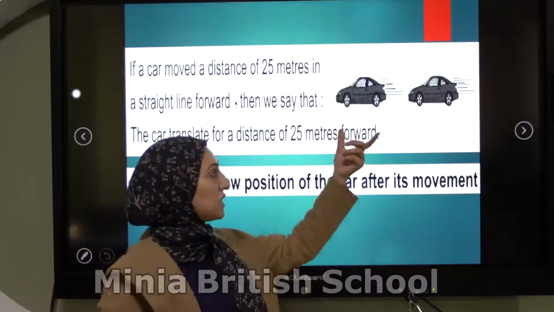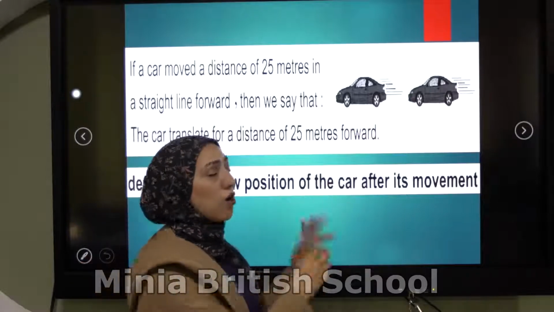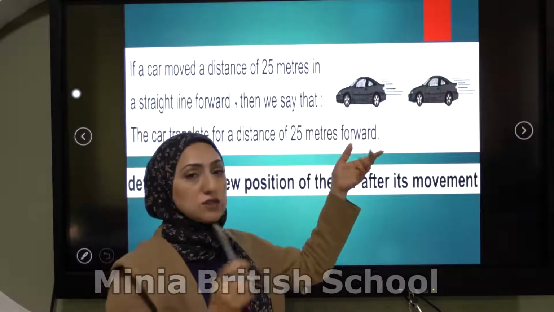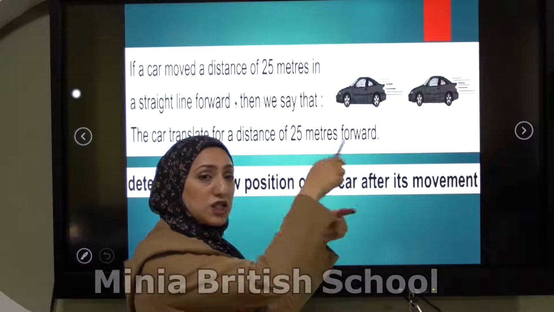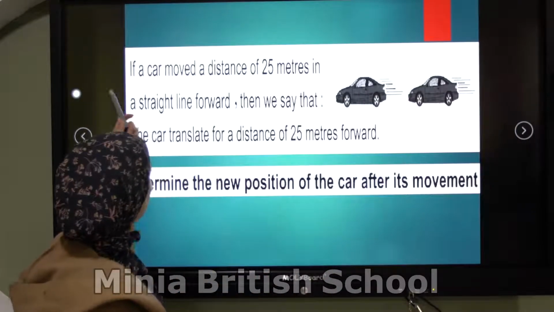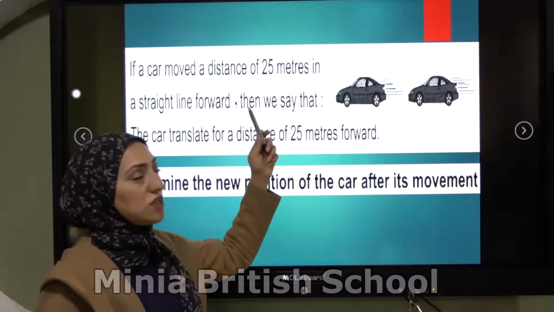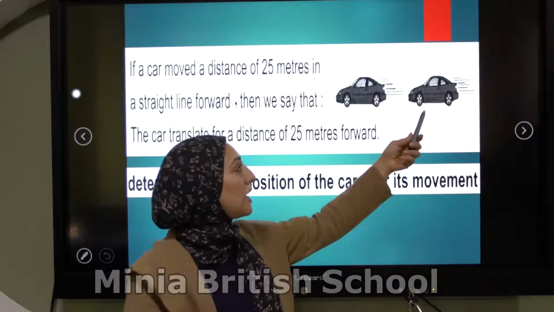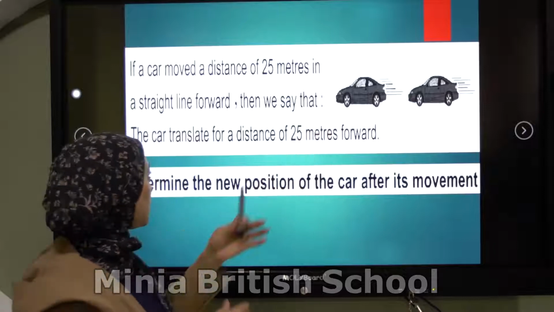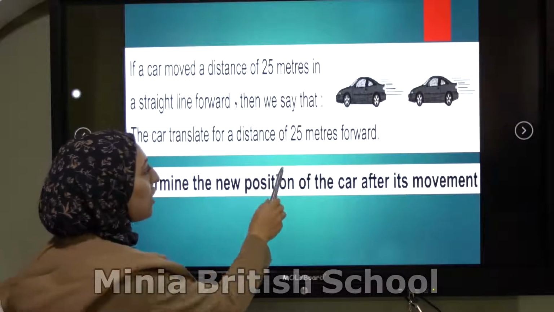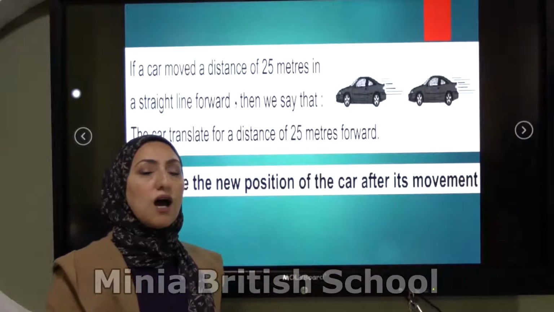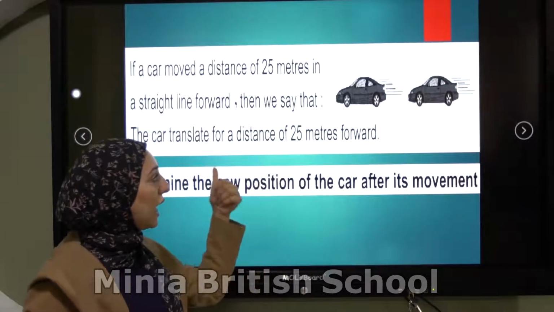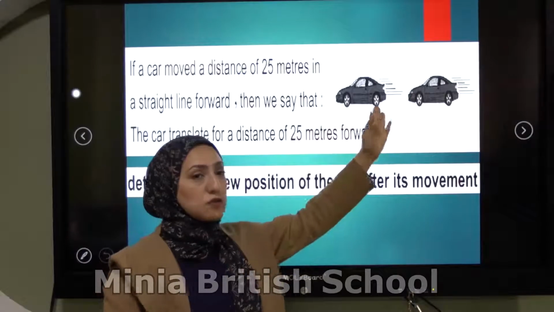What about this? Here, in this image, there are two cars, okay? But in fact, there is only one car, but it changed its place. Let's see. If a car moved a distance of 25 meters, so the car was there, and it moves in this direction for 25 meters forward. So here I have magnitude, or the distance, it is called also magnitude, and the direction, which is forward.